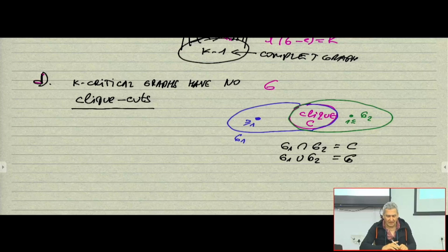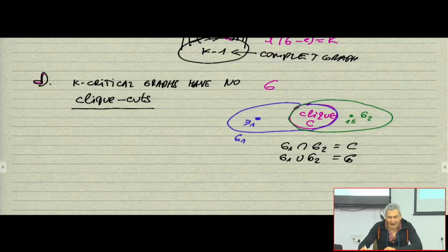Now, if G is a k-critical graph, and I remove these vertices here, I will get a smaller graph, and I will use k-1 colors here at most. Or if I remove the blue part, I will remove at least one vertex, and what is left will be a smaller graph. I can use k-1 colors or less.